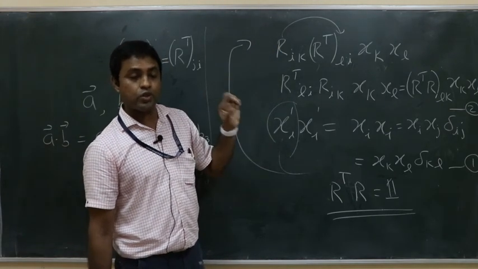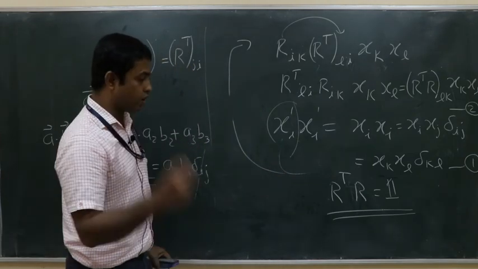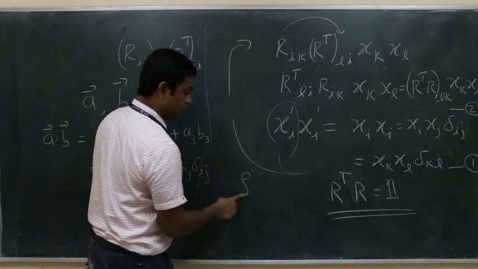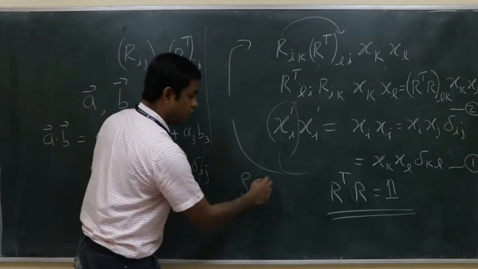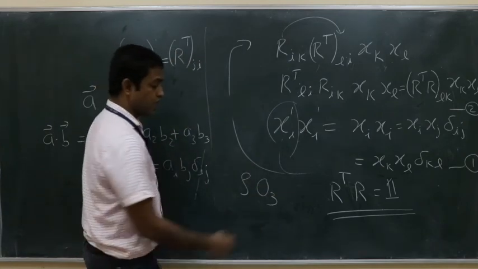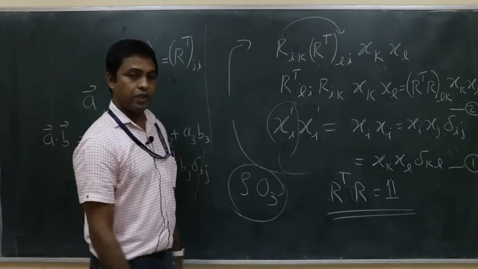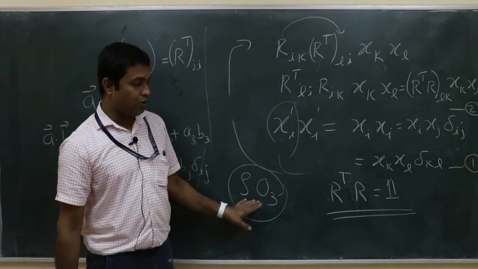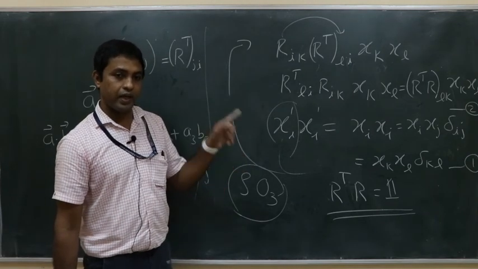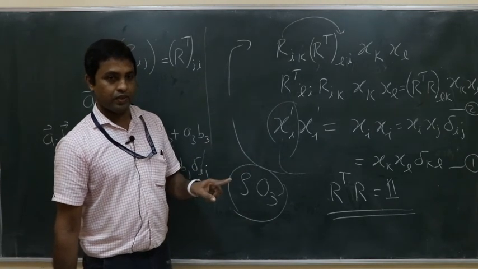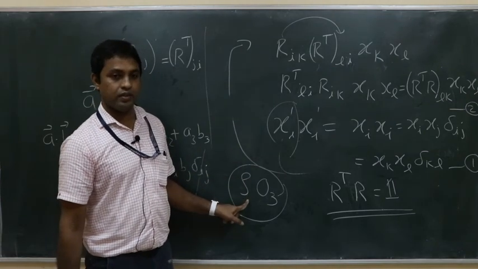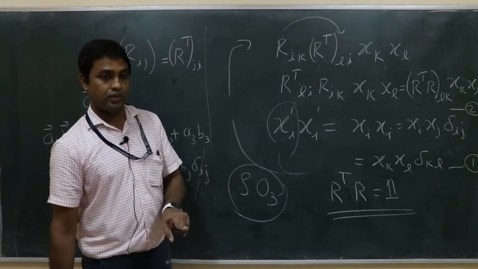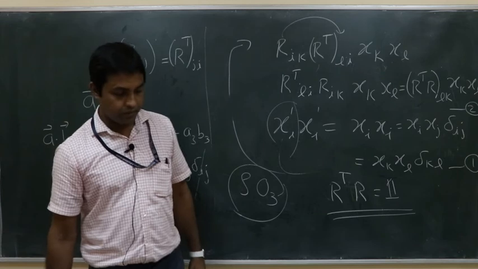That is why R forms a group, we will talk about that later on. It is a special orthogonal group. Special means the determinant is plus 1, and orthogonal in 3 dimensions, so we say SO3 group. Plus 1 corresponds to proper rotation, minus 1 corresponds to improper rotation. So all the proper rotations belong to SO3. That's the way you tell whether it is a proper or improper rotation.